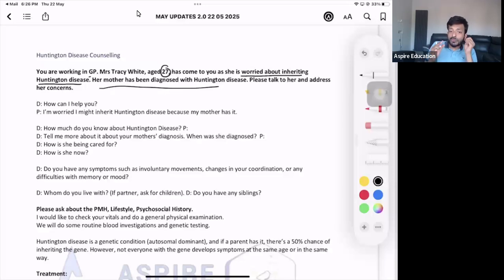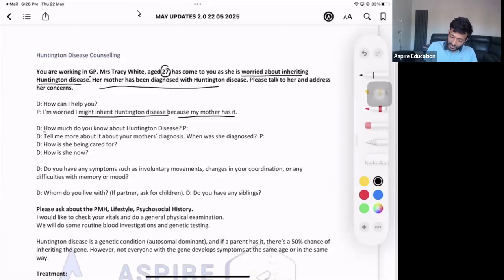So first of all, how to manage these kinds of stations? How can I help you? I'm worried I might inherit Huntington's disease because my mother has it. So now what you have to do in this kind of scenario is take a bit of history. Every station has a little bit of history in the beginning. So what are the questions that I should ask?